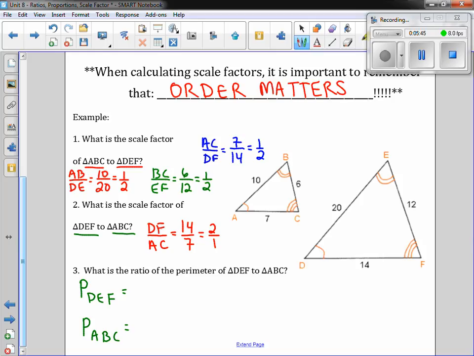If I want to compare the perimeters to verify that they are also proportional, if I add together the perimeter of DEF, 20 plus 12 plus 14, I get 46. And if I add the perimeter of triangle ABC, 10 plus 6 plus 7, I get 23. If I compare the ratio of the perimeters, I have 46 to 23, which is the same as the scale factor that I found in part 2.